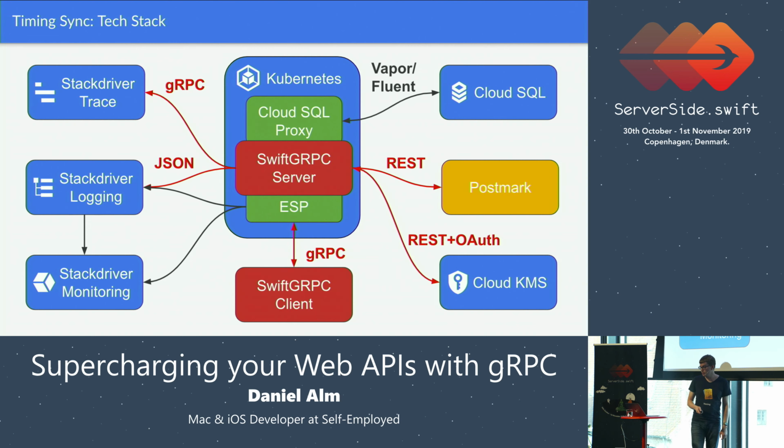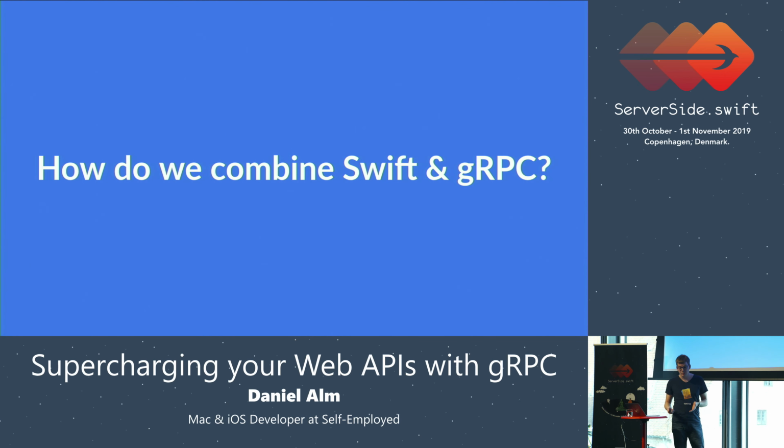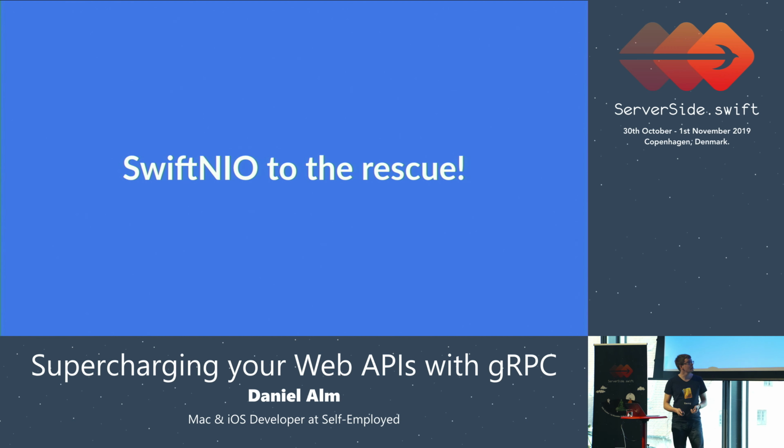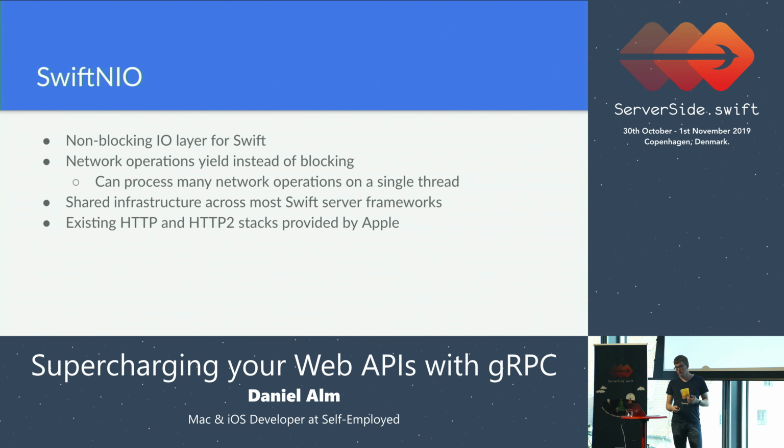All right, so much about the tech stack that I'm using. But in general, how do we now combine Swift and gRPC? Because gRPC is a protocol, we somehow need to implement it and we need to use it. And luckily, we have SwiftNIO that can do a lot of the work for us. I guess by now everybody knows SwiftNIO here. Anybody? Great.